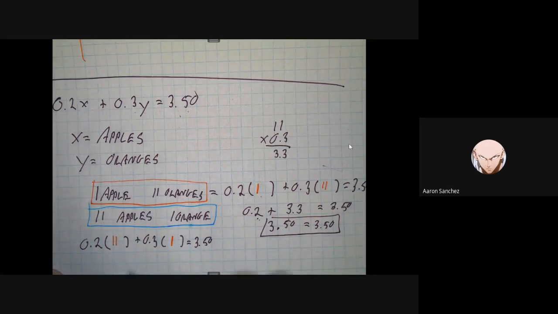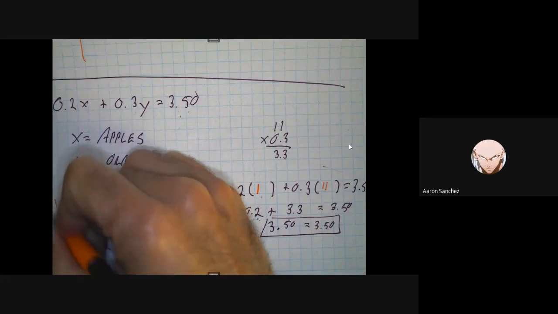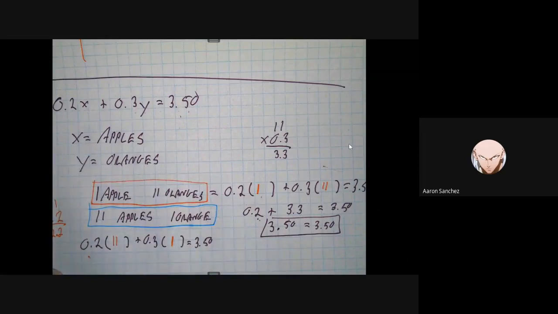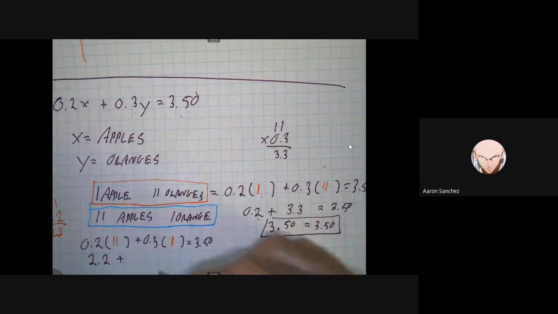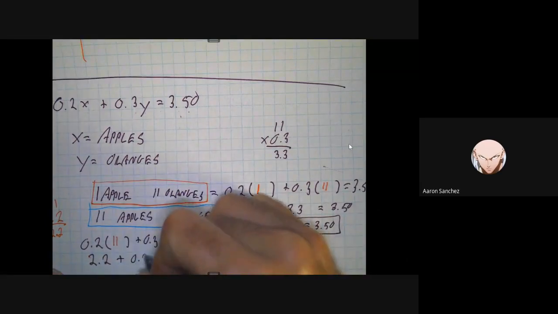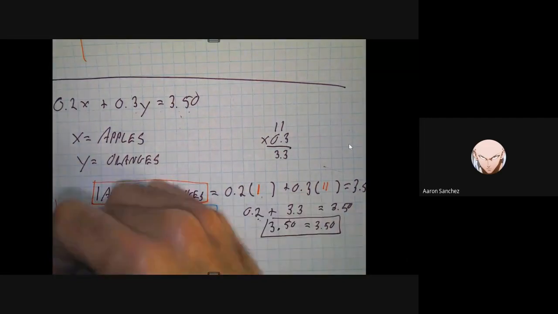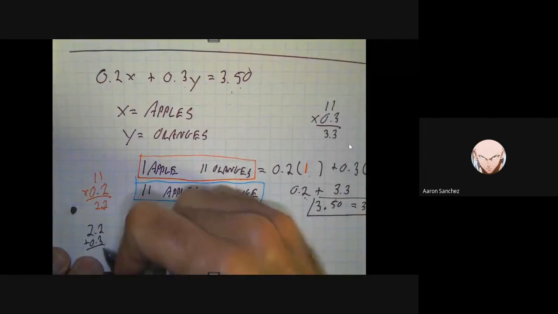So you plug in and see if that equals 350. So 0.2 times 11, put it in your calculator if you don't know. 2 times 11 is 22, and you move the decimal over once, it's 2.2. So this will be 2.2 plus 0.3 times 1 is 0.3. Does that equal 350? Well, 2.2 plus 0.3. Can you guys see that? Add those up. It's 2 plus 3 is 5.